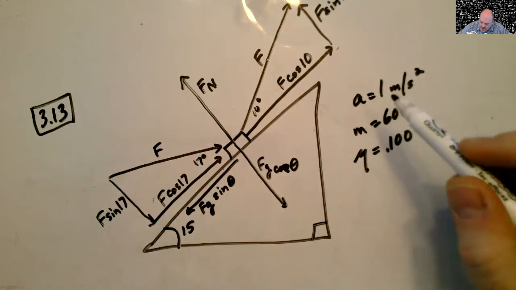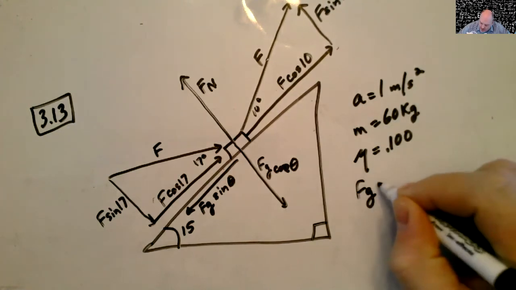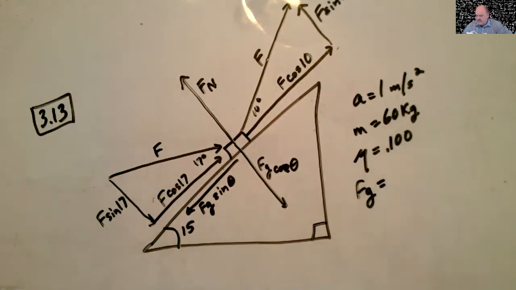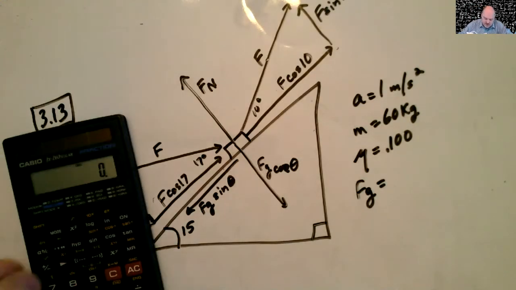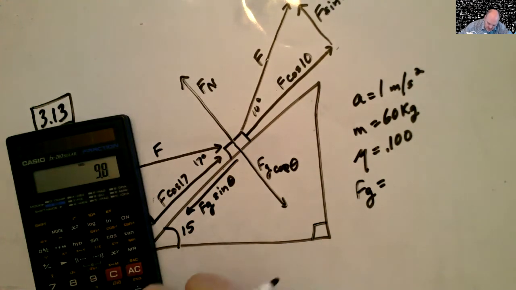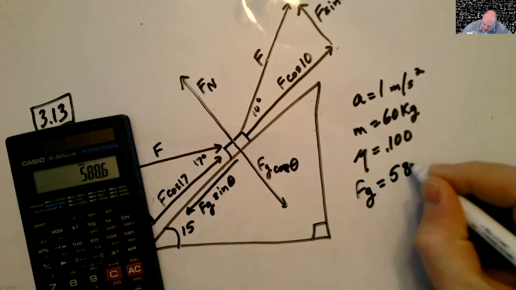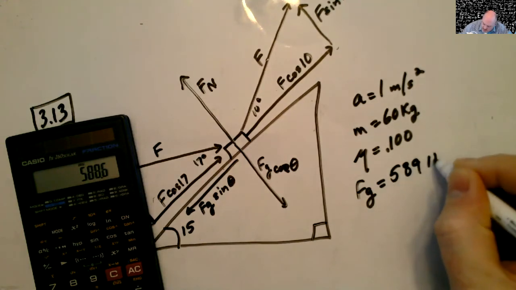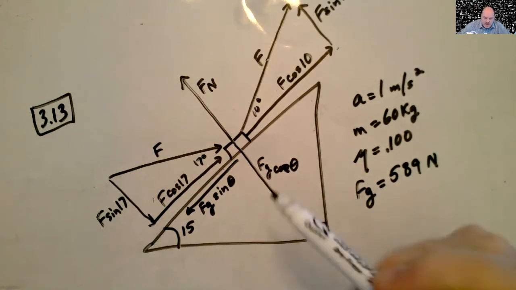If the mass is 60, that means the force of gravity, or the weight of the box, is 60 times 9.81. So I do 60 times 9.81, and I got a force of gravity of, I'm just going to call it 589 newtons. Okay, we'll just call it that. So what happens here?